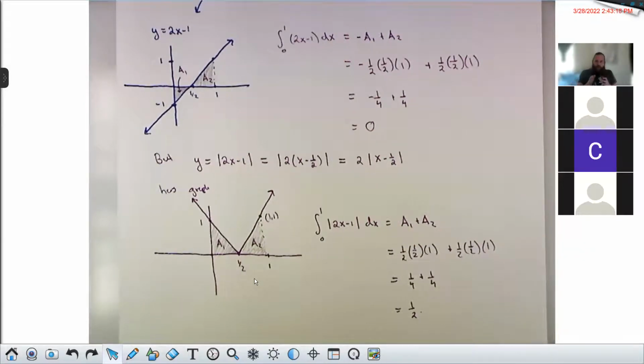So taking an absolute value inside the integral definitely changes things. If your function is positive everywhere, then it won't change anything, because the absolute value of something positive is just that thing. But if your function is sometimes positive and sometimes negative, then taking the absolute value inside the integral will surely change things. Questions on this example?